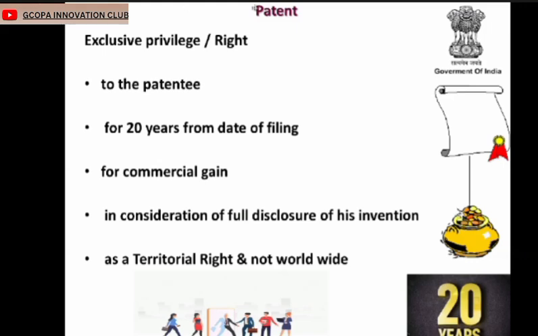We'll begin with patents. A patent is basically the exclusive right given by the Government of India to the person who files for it, for a period of 20 years from the date of filing, and this is in consideration of full disclosure of the invention. You have to be really clear that there is nothing called a worldwide right, global right, or international right. These are purely territorial rights.